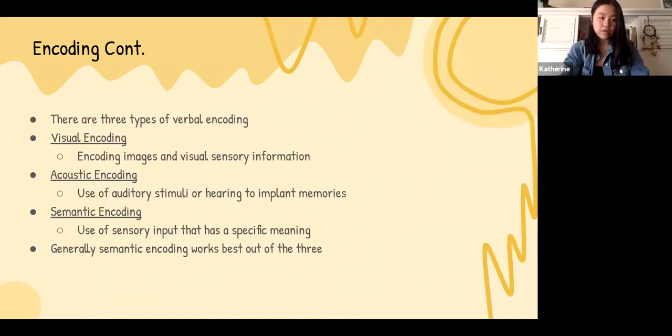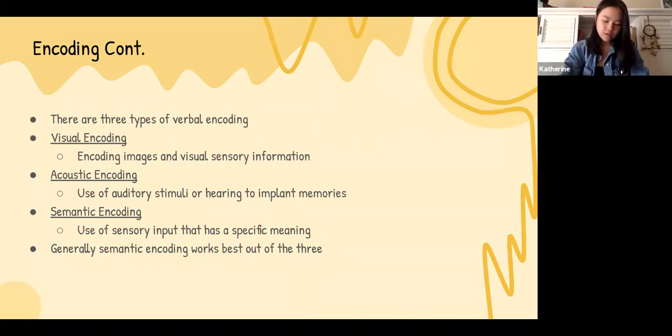And then more on encoding, there are actually three types of verbal encoding. When I say verbal encoding, I mean anything in relation to words or terms. First we have visual encoding. This is encoding images and visual sensory information. If you had to remember the word tree, you can use visual encoding and imagine a picture of a tree. That is going to help you encode easier.